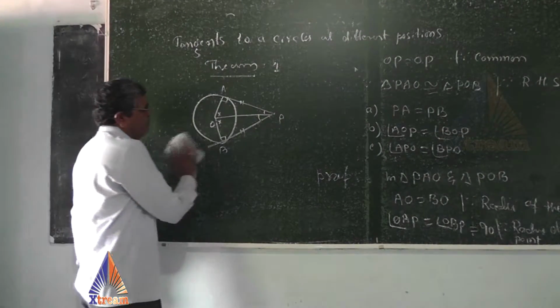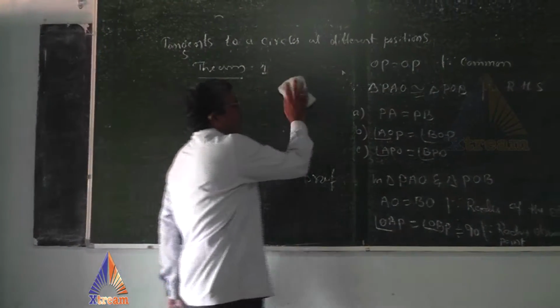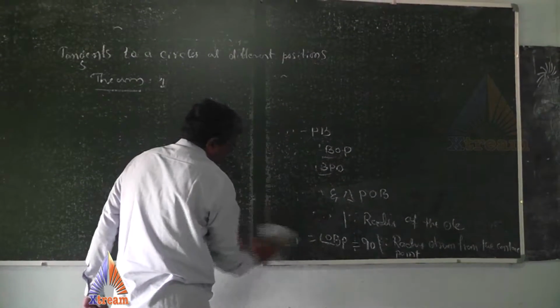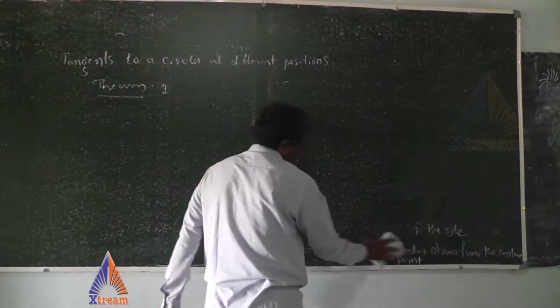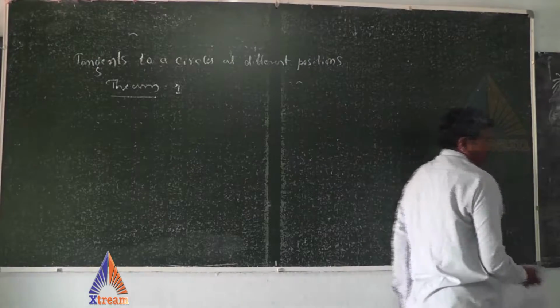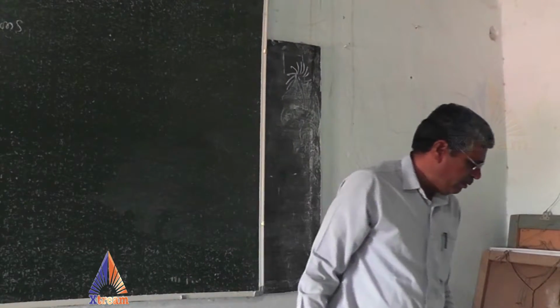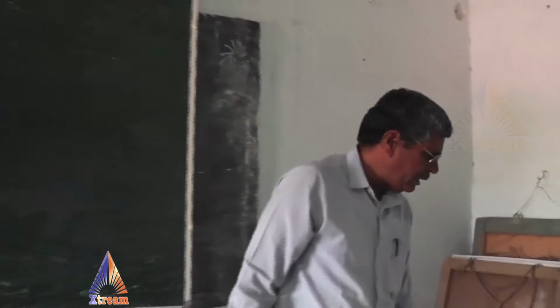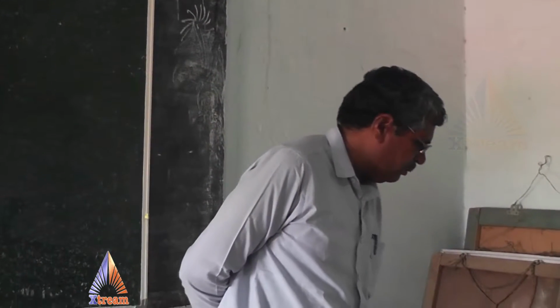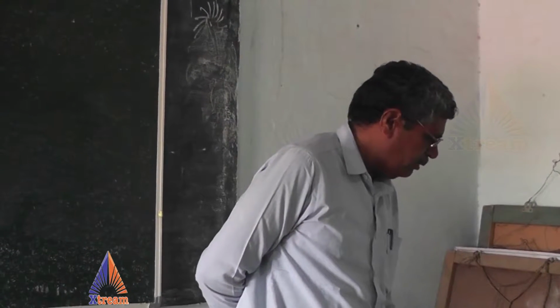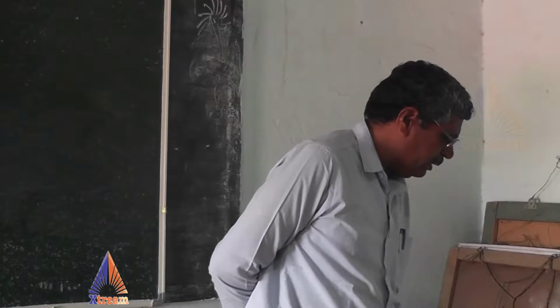Then, connected to the theorem, there are two types of problems. One is properties of tangents. Let us take one example. In the figure, PQ and PR are the tangents to a circle with center O. Angle P is equal to 4 by 5 of angle O. Find angle O and angle P.